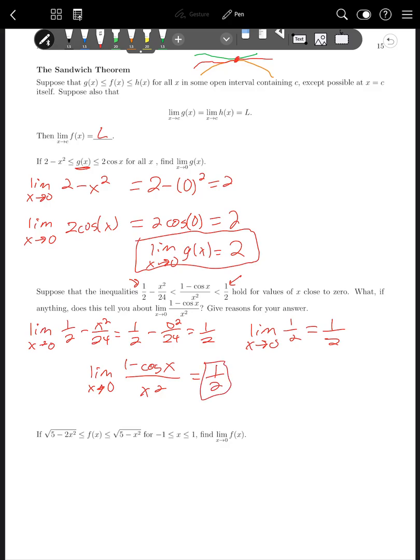If you wanted to, you could pause the video at this point and try the last problem on your own. And then when you hit play, we'll go through it together.